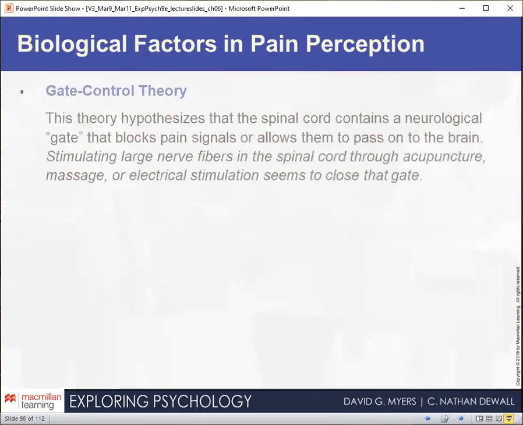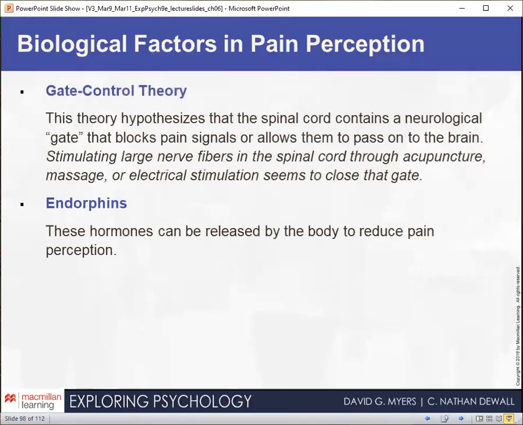Now, biological factors in pain, we have the gate control theory. This theory hypothesizes that the spinal cord contains a neurological gate that blocks pain signals or allows them to pass on to the brain. Stimulating large nerve fibers in the spinal cord through acupuncture, massage, or electrical stimulation seems to close that gate.